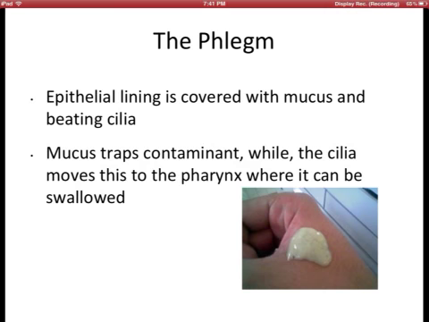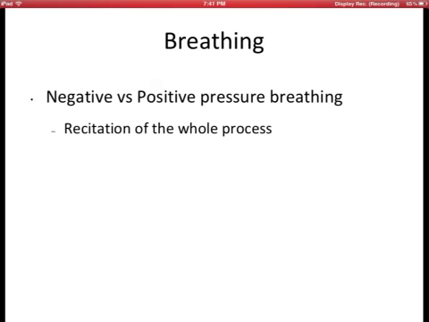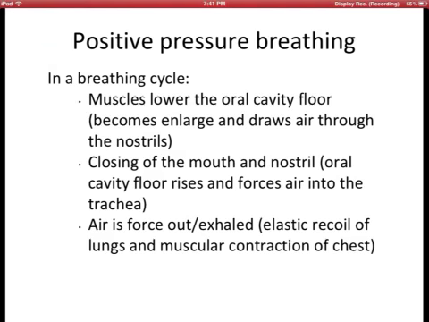So, bahala kayo kung anong type nyong gawin sa mucus nyo. Okay? Breathing. So, we have discussed this. Positive pressure breathing and then negative pressure breathing. All in all, paano nangyayari positive pressure breathing? You don't have to memorize this stuff.